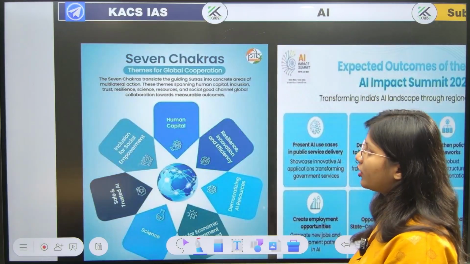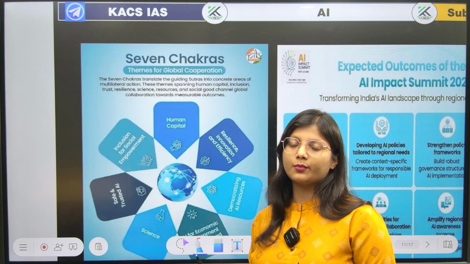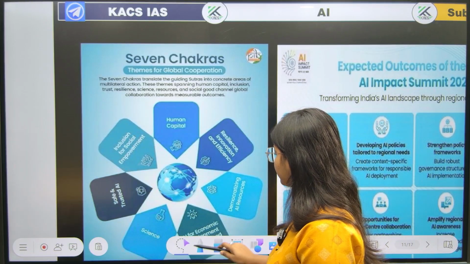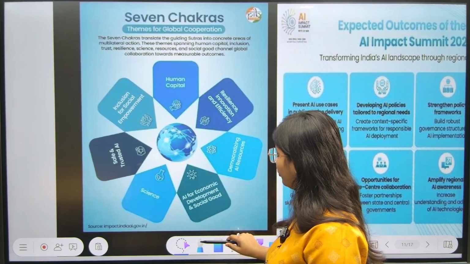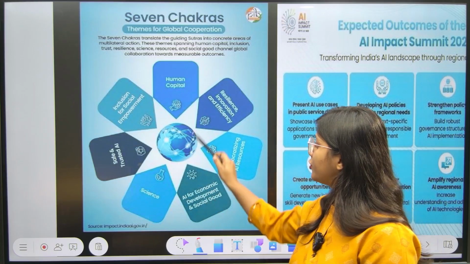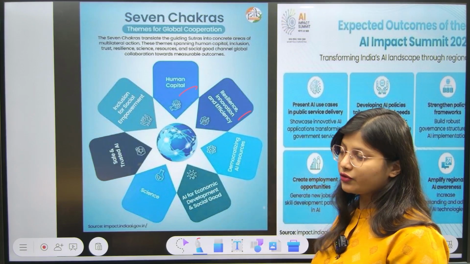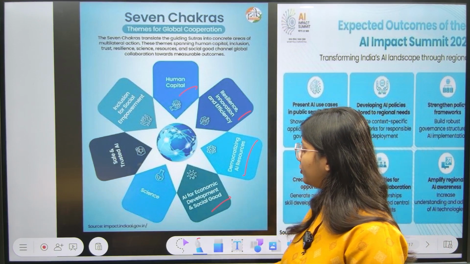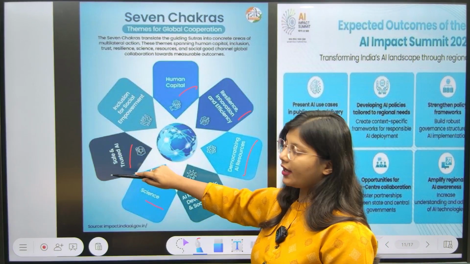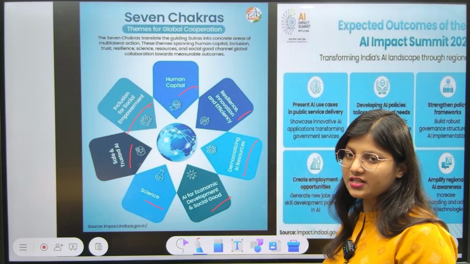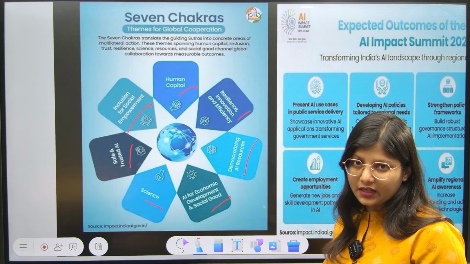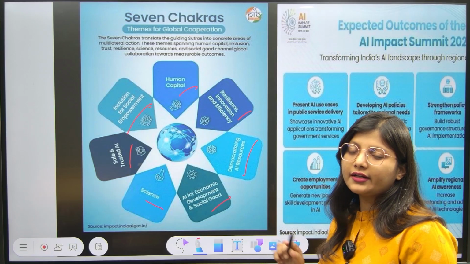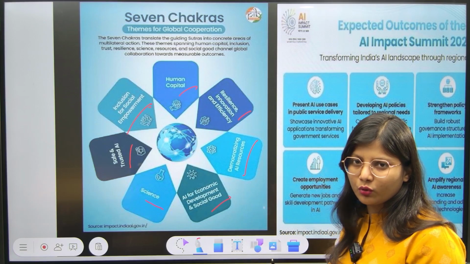Now we'll see the 7 chakras which the India AI Impact Summit has placed. The 7 chakras are: first is human capital, then excellence and innovation and efficiency, then democratizing AI resources, then AI for economic and development good, science, safe and trusted AI, inclusion and social empowerment. These are the 7 chakras. These are important for those who are writing mains right now. So do know the 7 chakras so that you can write them through a diagram or flowchart.